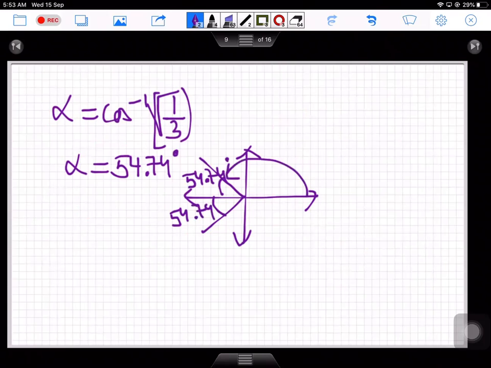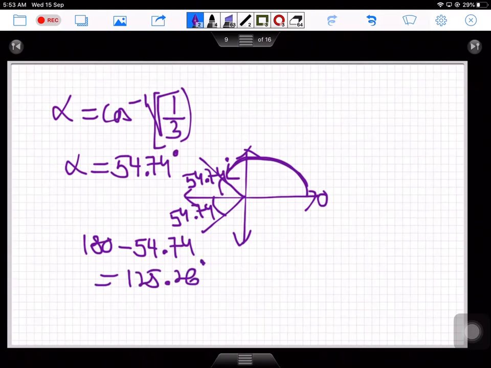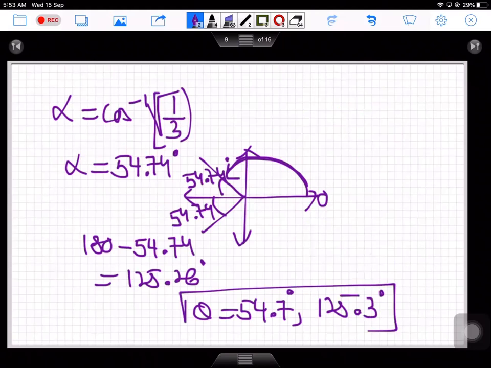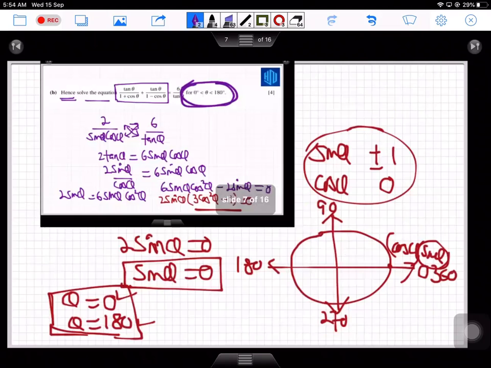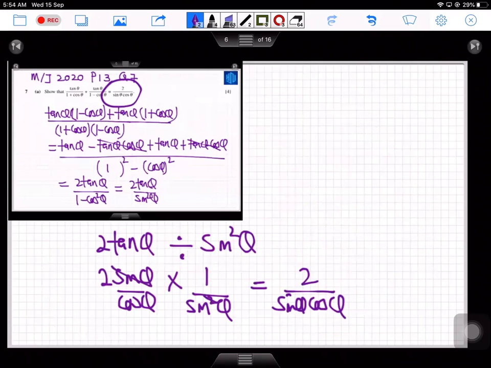From the origin horizontal axis, you will go anti-clockwise till the slant line. So 180 minus 54.74 will be your answer. 180 minus 54.74 is 125.26. So the final answers correct to one decimal place are theta is equal to 54.7 and theta is equal to 125.3 degrees. This second value will be ignored because definitely it is outside the range. This was the May-June 2020 paper 1 variant 3 question number 7.